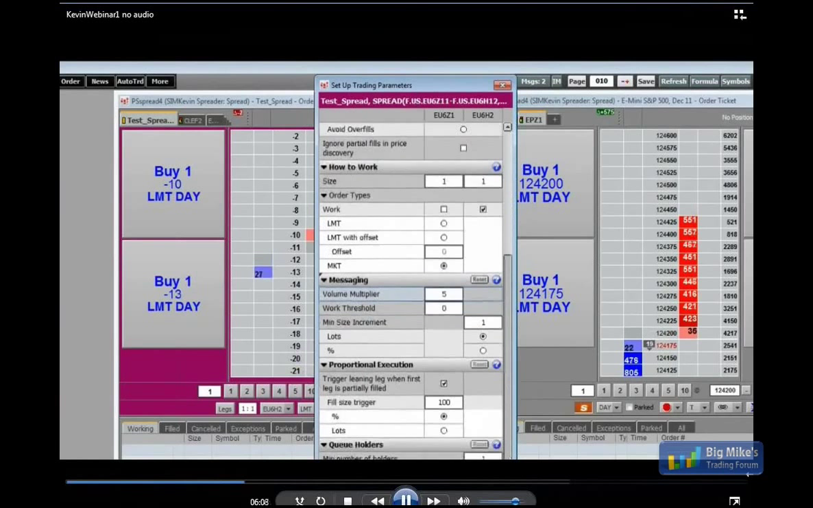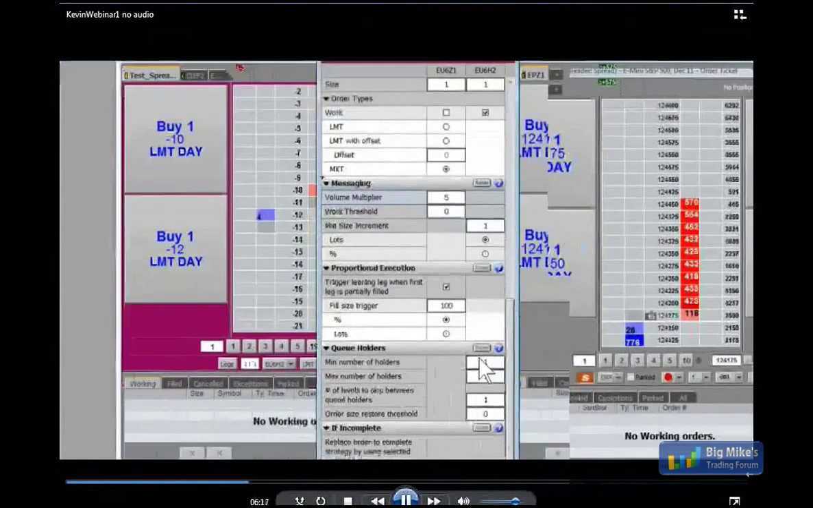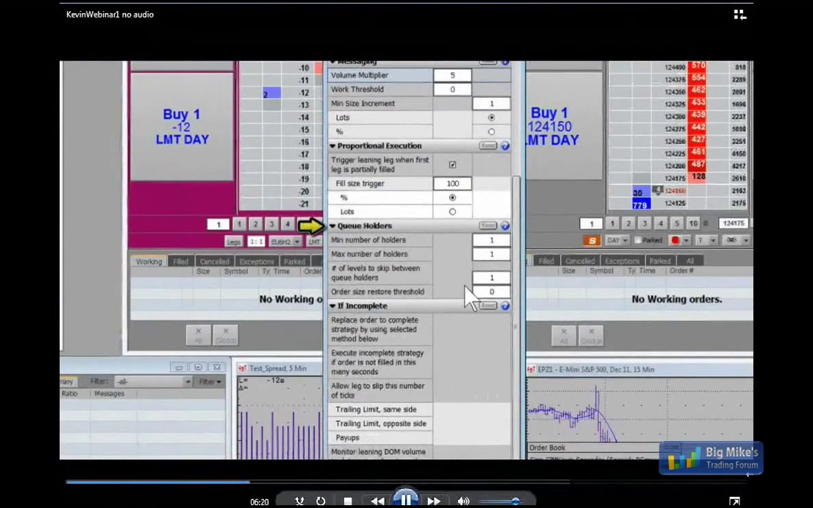And minimum size increment, which basically tells our spread strategy not to react to any increase in the current market unless it's X or greater. Proportional execution as well tells our system to send in the balancing order after a certain percentage of your order has been filled. Queue holders allows us to stack the book.